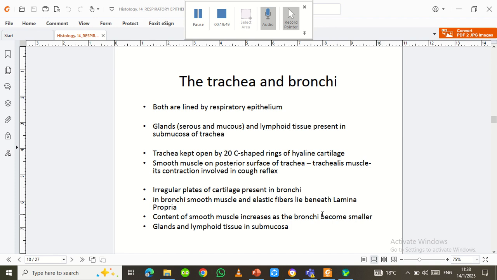So there will be absence of seromucous glands in your alveoli, right? So as you are moving down, you are gonna decrease the number of mucous glands. You're gonna decrease the number of lymph tissues, and then you're gonna increase the smooth muscle, elastic fiber, and reticular fiber. You understand?